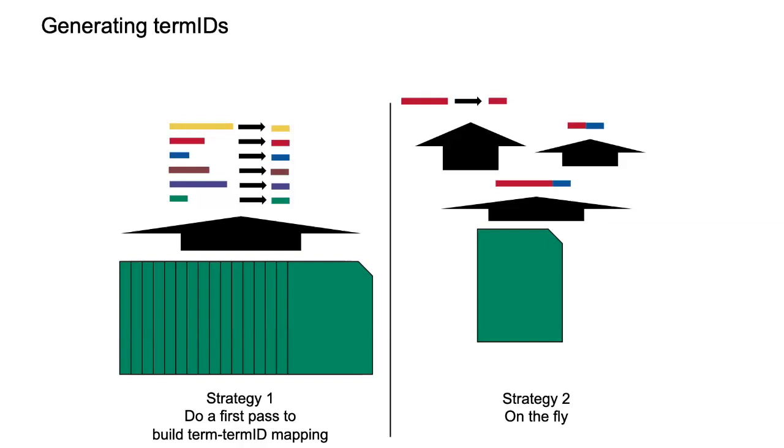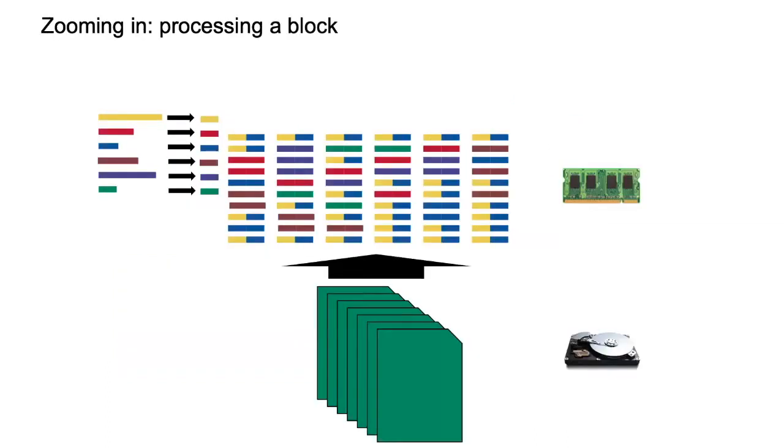So either as a pass on the very beginning, and then you have the complete term ID mapping, you don't touch it anymore, or you do it on the fly while you are processing the shards, okay? So strategy one and strategy two. Parenthesis closed. So now we have this term ID mapping.